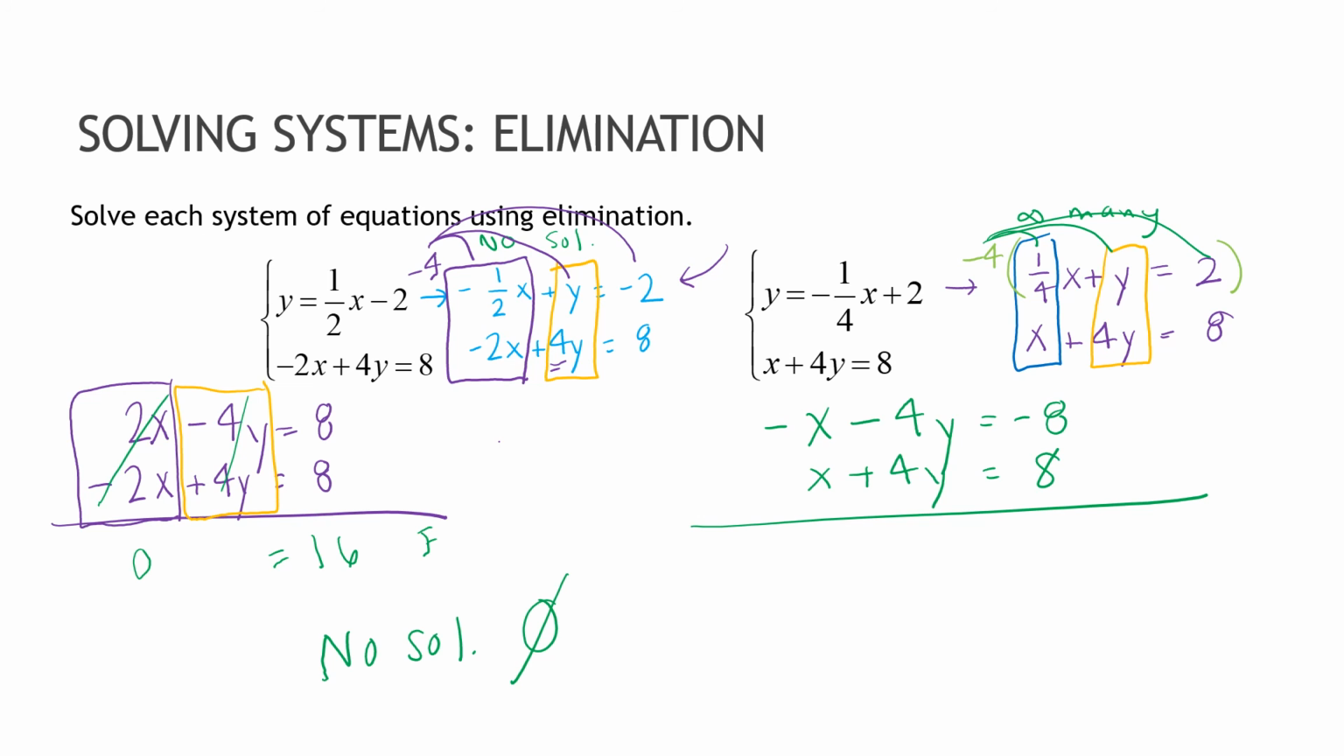Now, if I look at my columns, I have same number, opposite sign. And again, typically that's not going to happen where they both cancel out, but in this case they did. So these guys would cancel, these guys would cancel. I would get 0 equals negative 8 plus 8 is 0. Because that's true, that's infinitely many solutions.